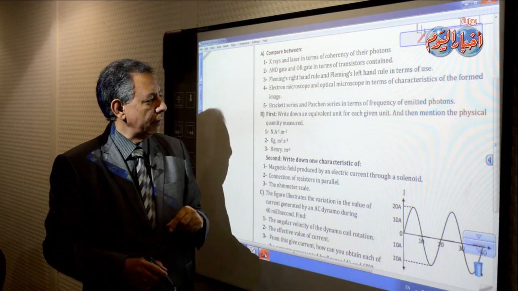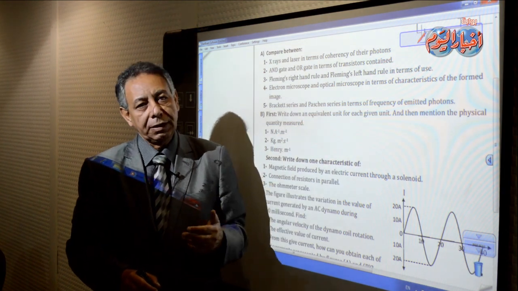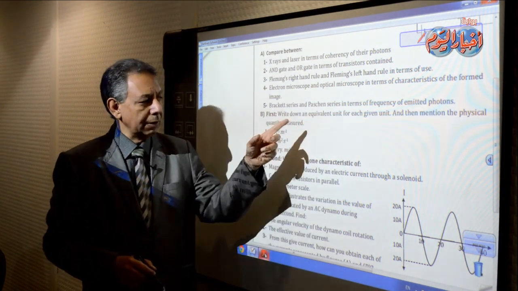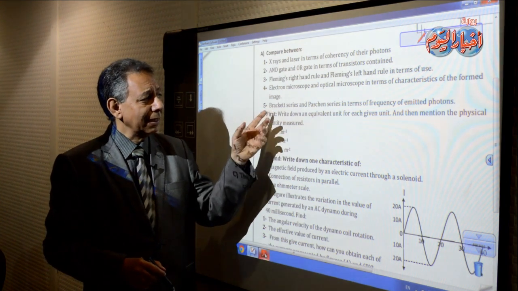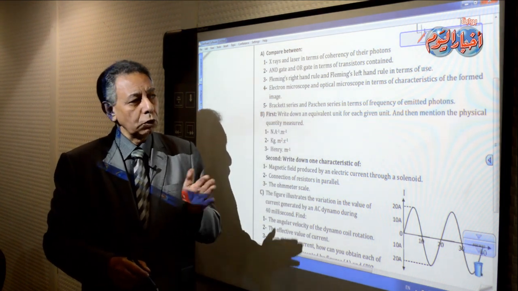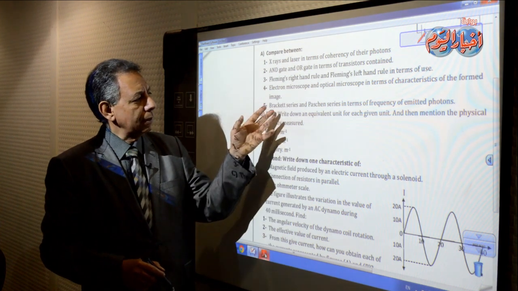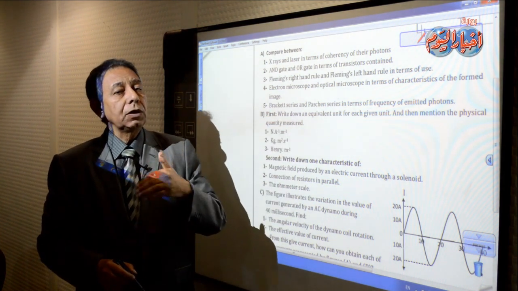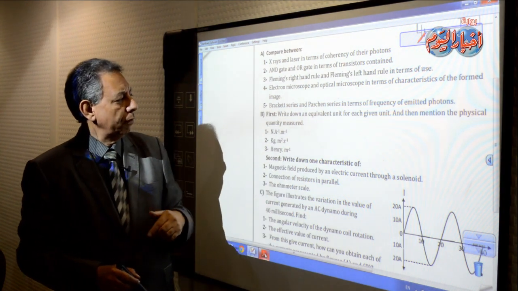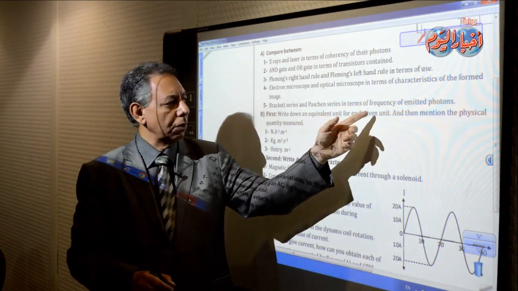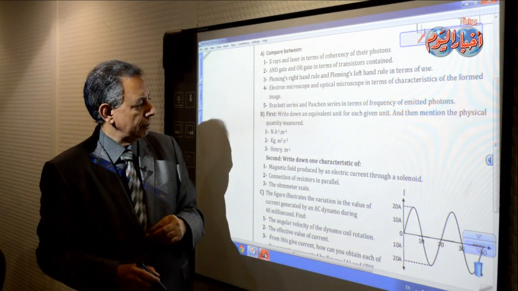Finally, in that part of comparison: Brackett series and Paschen series in terms of frequency of emitted photons. In fact, both series emit wavelengths in the infrared region, but Brackett emits longer wavelengths. Longer wavelength means lower frequency. So Brackett series emits photons of lower frequency, and Paschen series emits photons of higher frequency.